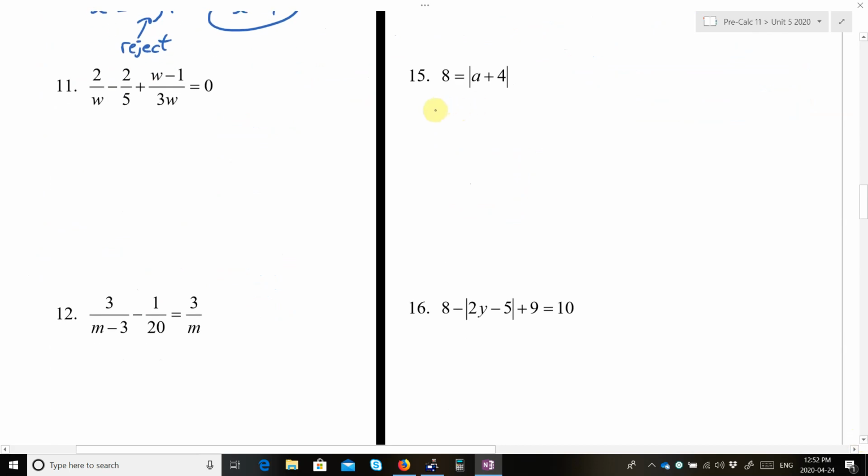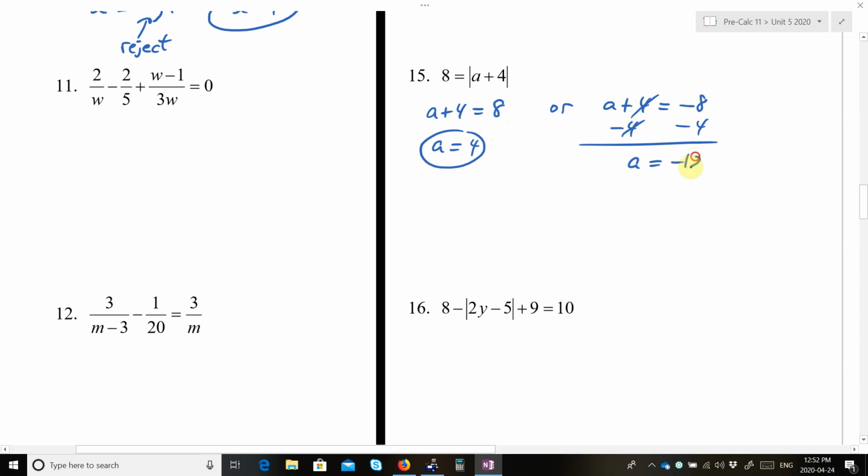Let's try number 15. The a plus 4 could equal 8, or the a plus 4 could equal negative 8, in which case we're going to get a equals 4 over here, and a equals negative 12 over here. Do they both work? Yes.